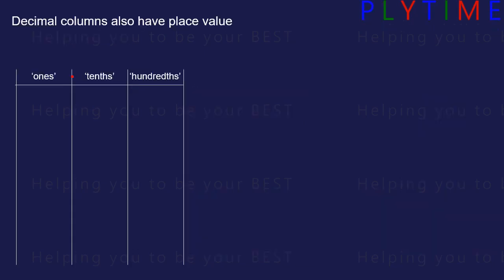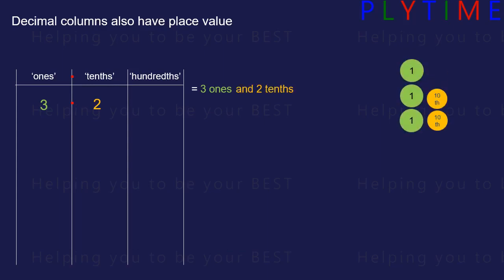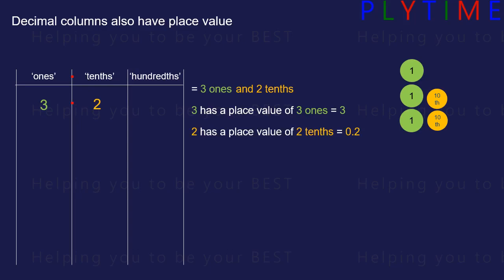Decimal columns also have a place value. 3.2. We have 3 ones and we have 2 tenths. 3 has a place value of 3 ones or 3. And 2 has a place value of 2 tenths or 0.2. If we add them together, 3 plus 0.2, we get 3.2.